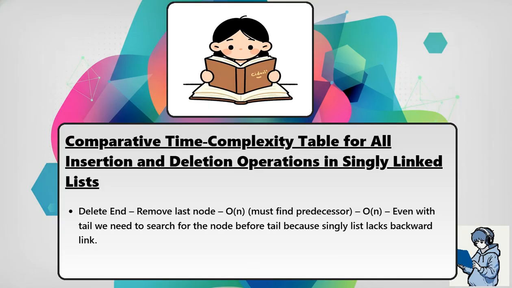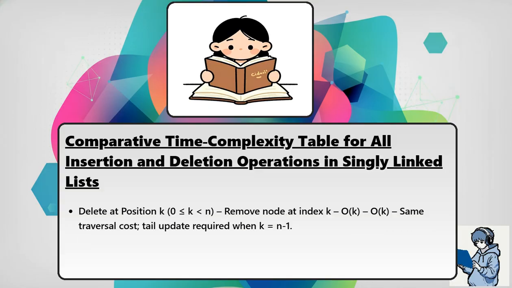Delete end: remove last node, big O of n, must find predecessor. Even with tail, we need to search for the node before tail because a singly linked list lacks a backward link. Delete at position k, 0 less than or equal to k less than n: remove node at index k, big O of k, same traversal cost. Tail update required when k equals n minus 1.